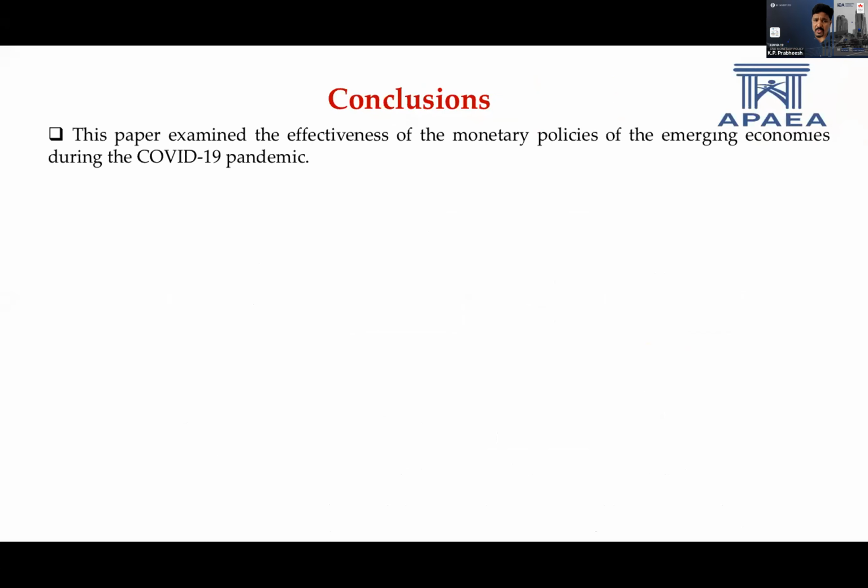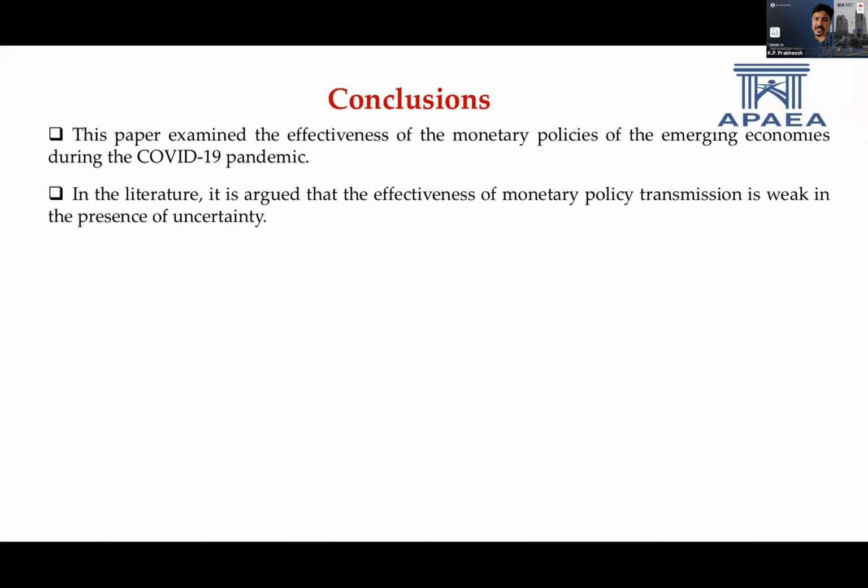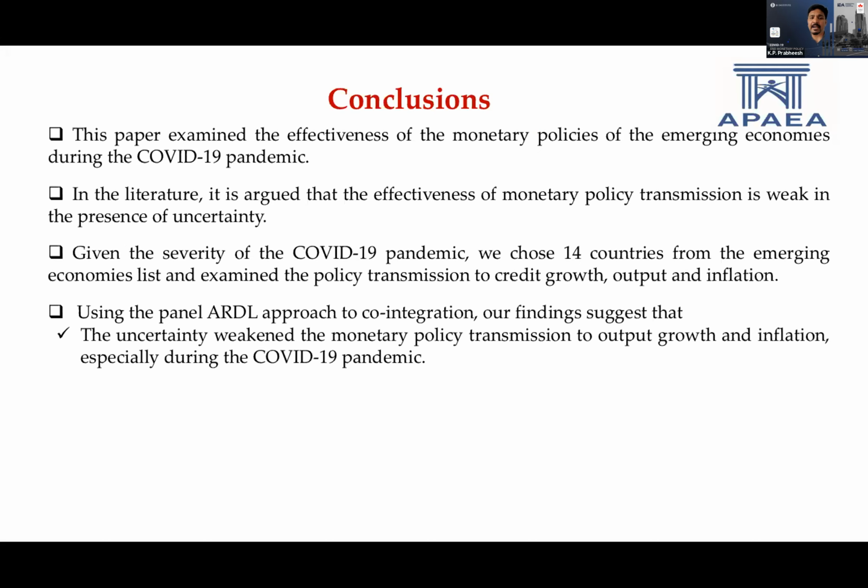Given this, we conclude: the paper examines the effectiveness of monetary policy in emerging economies during the COVID-19 pandemic. In the literature, it is argued that the effectiveness of monetary policy transmission is weak in the presence of uncertainty. Given the severity of the COVID-19 pandemic, we chose 14 countries from the emerging economies list and examined policy transmission to credit growth, output, and inflation. Our findings suggest that uncertainty weakened monetary policy transmission to output growth and inflation, specifically during the COVID-19 pandemic.